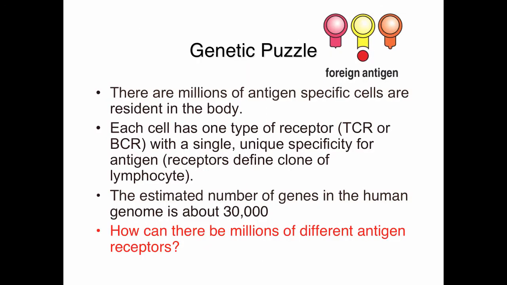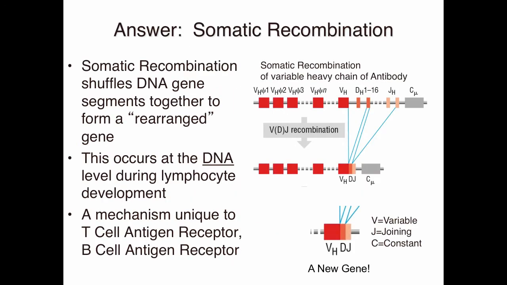So one of the puzzles about the way the system works is that I told you that there's millions and millions of different lymphocytes, each with different antigen receptors. And each of these individual lymphocytes has a single type of receptor with a unique specificity for antigen. But even though there's millions and millions of different antigen receptors, the estimated number of genes in the human genome is about 30,000. So if there's one gene for one protein, this kind of violates that rule. So how can there be millions of different antigen receptors when we only have 30,000 different genes in the human genome? And the answer to that puzzle is a process called somatic recombination.